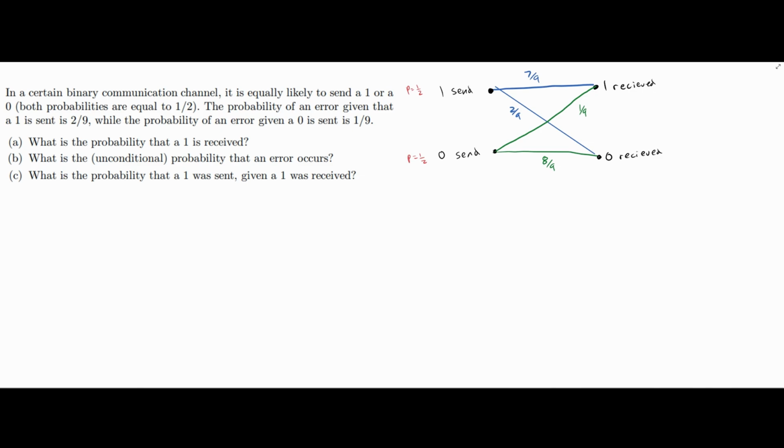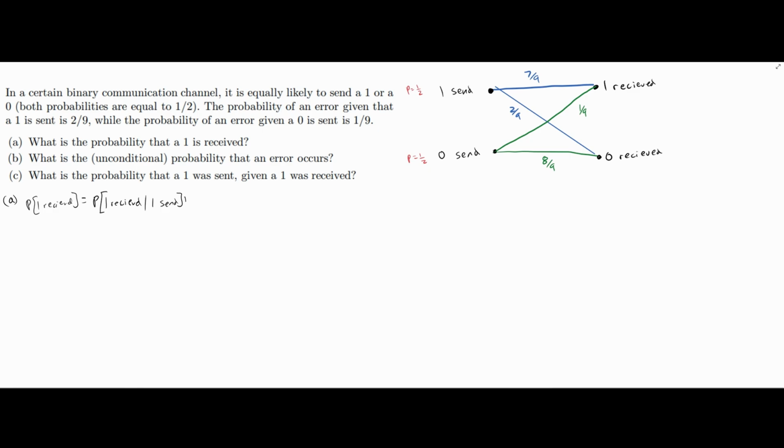Now we can actually solve this. The first thing it asks us for part A is what's the probability that a 1 is received? Well, the probability that we have a 1 received is going to be equal to the following. There's two possible ways we can get a 1: either we have a 1 sent or we have a 0 sent and there's an error. So this is going to be equal to the probability of 1 received, and these are both going to be 1 received, so the probability that we receive a 1 given that we have a 1 sent.